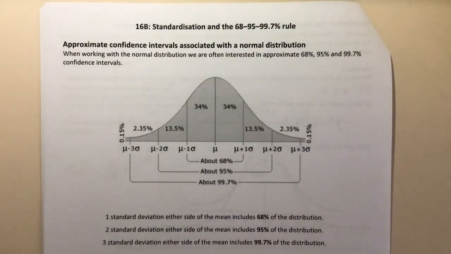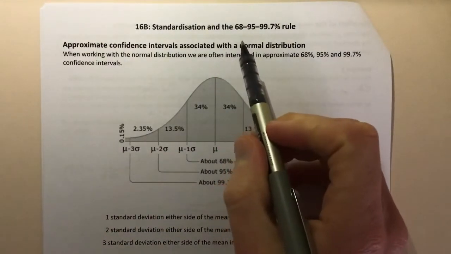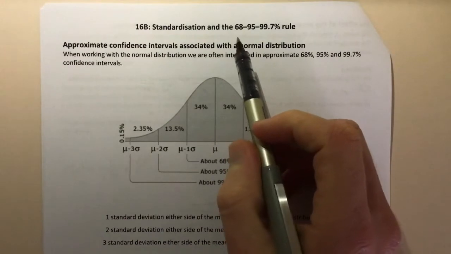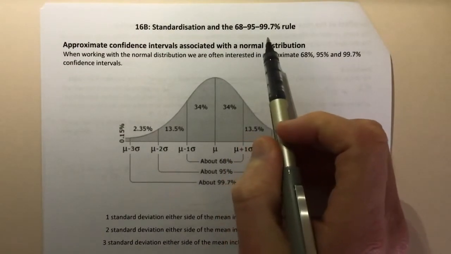Hi Method students. In this video we're going to have a look at the normal distribution curve, but in a bit more detail. We're actually going to look at what we call approximate confidence intervals that are associated with a normal distribution. You might have heard of this rule before, it might be brand new to you, but there's a rule that we call the 68, 95, 99.7% rule.